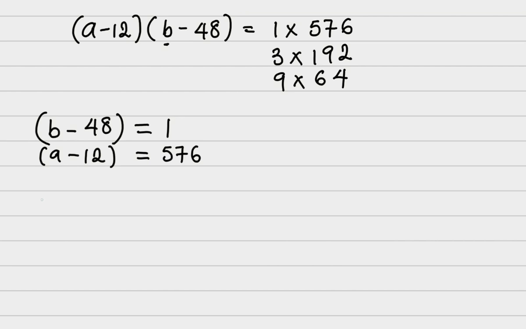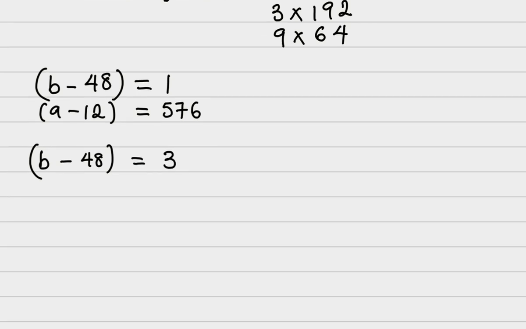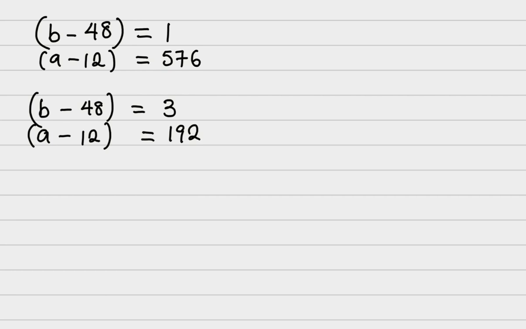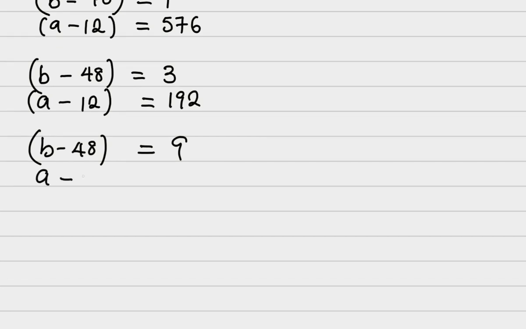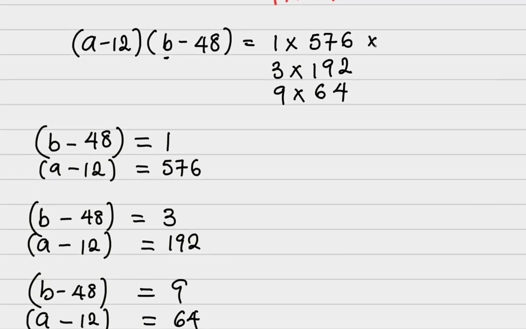Then the second one is if I have B minus 48 equal to 3, which is an odd number, then A minus 12 must be equal to 192. Then the third case is if I have B minus 48 equal to 9, then A minus 12 definitely must be equal to 64. If you check, these are the pairs.